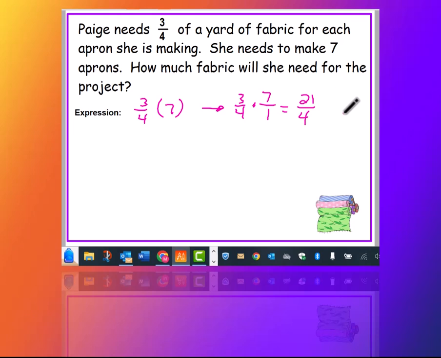I can't simplify that, but since this is a word problem, we want to go ahead and change it back into a mixed number. So 4 goes into 21 5 whole times, which is 20, and I have 1 remainder. So my answer would be 5 1/4 yards. That's how much fabric she needs, and we are correct.